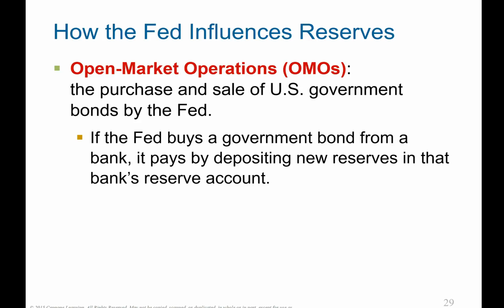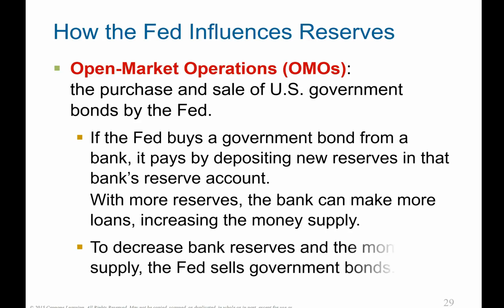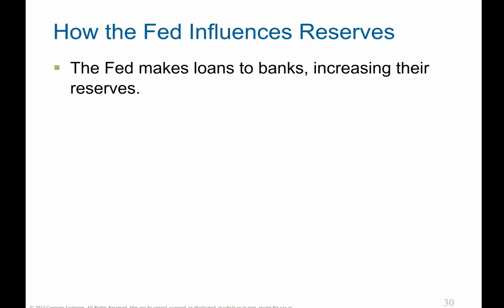And so they pay by giving them more lending ability. So buying bonds increases the amount of reserves that banks have on hand, increasing their ability to lend. If they sell bonds, then it does the opposite. The banks pay through the reserve system. It takes reserves out of the system, transfers it to the Fed. That decreases the bank's ability to make loans and shrinks the money supply.